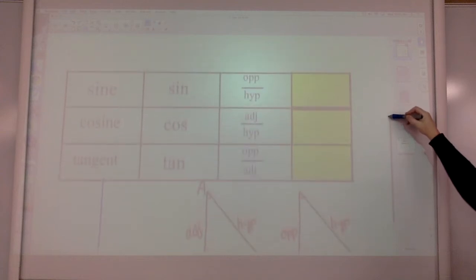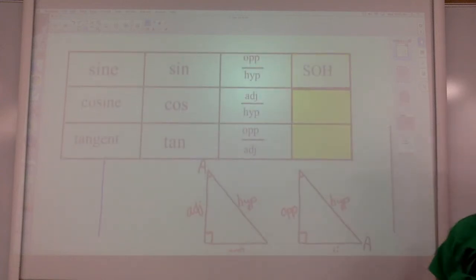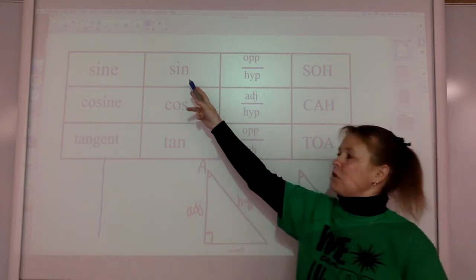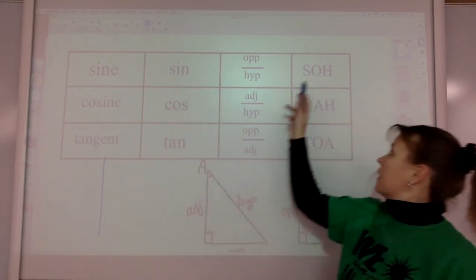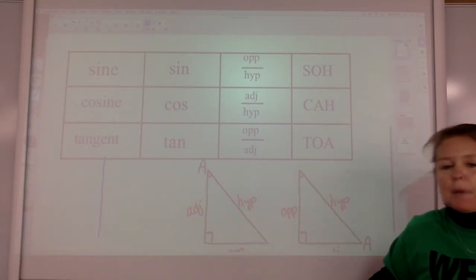Actually, let's fill in the chart right now. When you're done drawing your triangle, pause it if you have to. We've got SOH all capitalized, CAH all capitalized, and TOA all capitalized. These are the abbreviations for sine, cosine, tangent. These are acronyms, not abbreviations. They're all capitalized because they all stand for something.